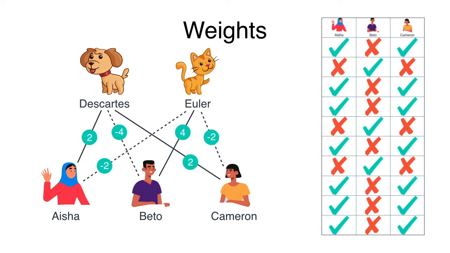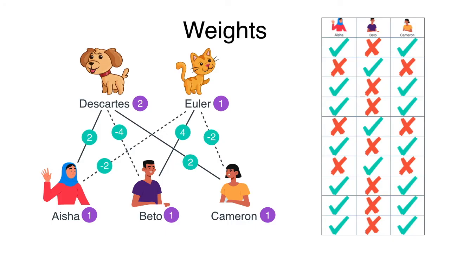Now we need to add a few more numbers. We need a score for each of the participants, which tells us how likely it is that someone shows up independent of anything else. And to keep things simple, let's say that each of the 3 humans has a score of 1. But for the pets, however, it is more likely that the dog shows up than the cat. So we'll give Descartes a score of 2 and Euler a score of 1.